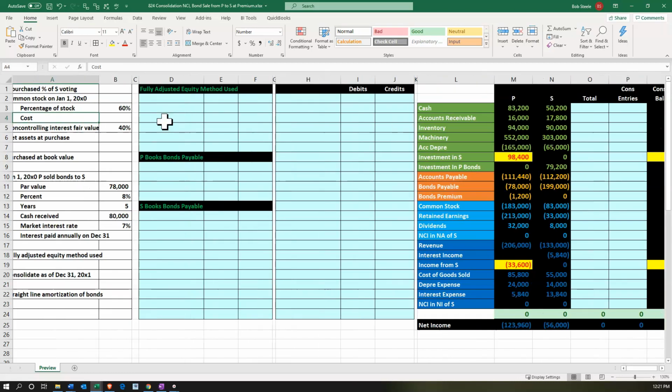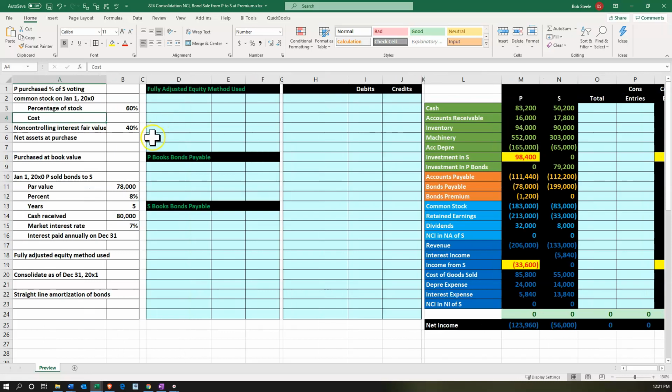Let's take a look at the information on the left, where P purchased a percentage of S common stock on January 1st, 20X0. P is the parent, S the subsidiary. That's when the purchase took place. The controlling interest is going to be a 60% interest that was purchased at that point in time. The non-controlling interest is going to be 40%.